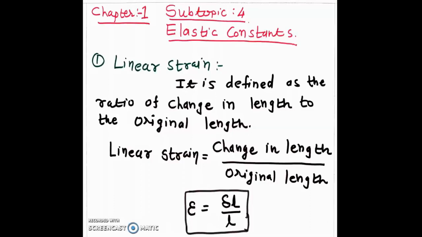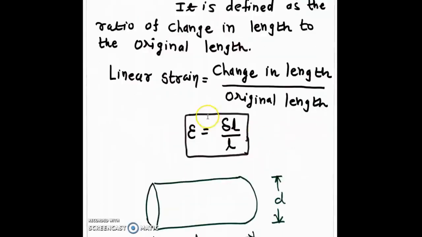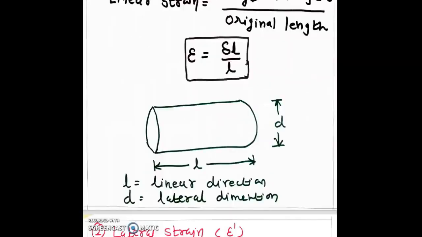Now, subtopic for elastic constants. First, linear strain. What is the linear strain? It is defined as the ratio of change in length to the original length. Here the change in length is delta L and the original length of the object is L. So the symbol of the linear strain is epsilon, change in length is delta L and original length is L. This strain is known as the linear strain.